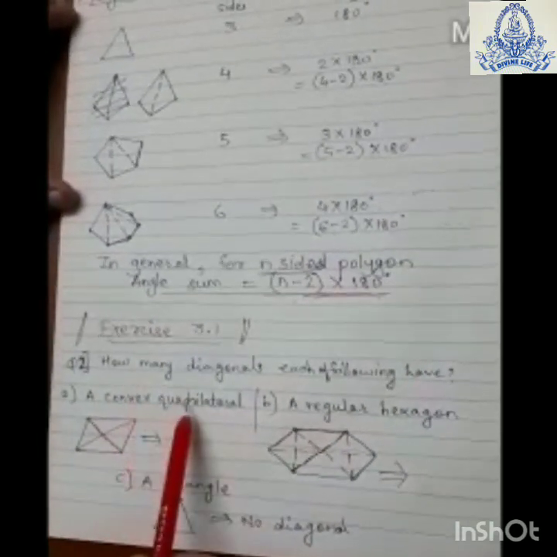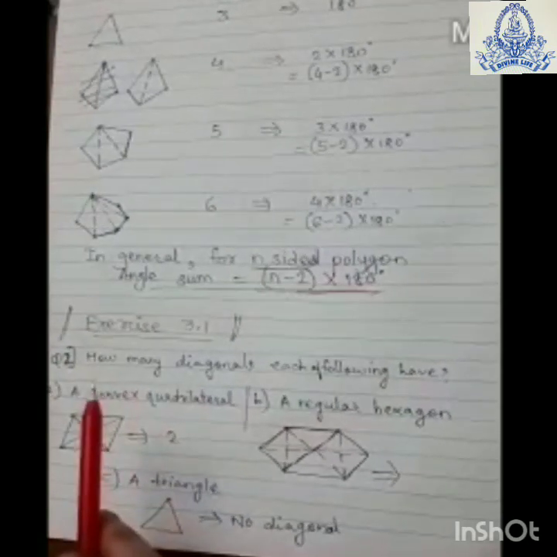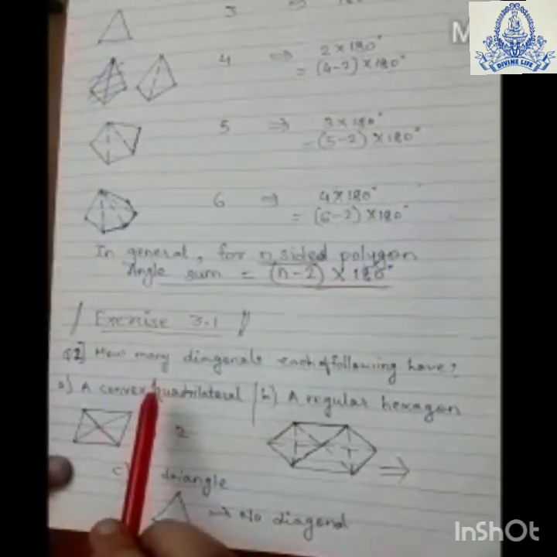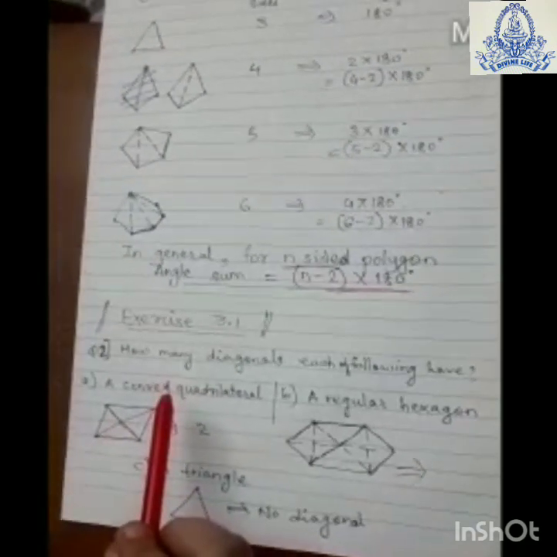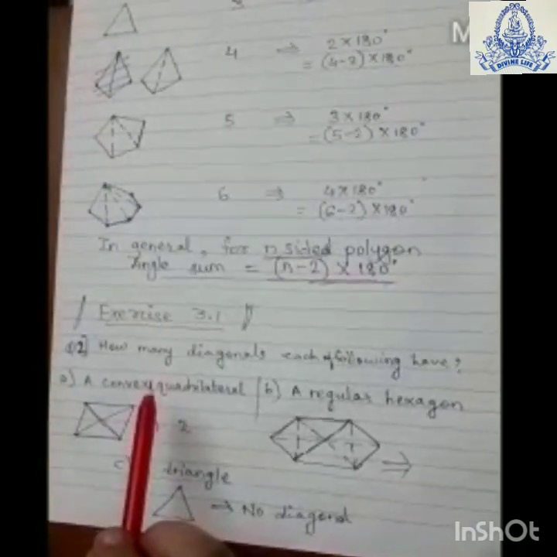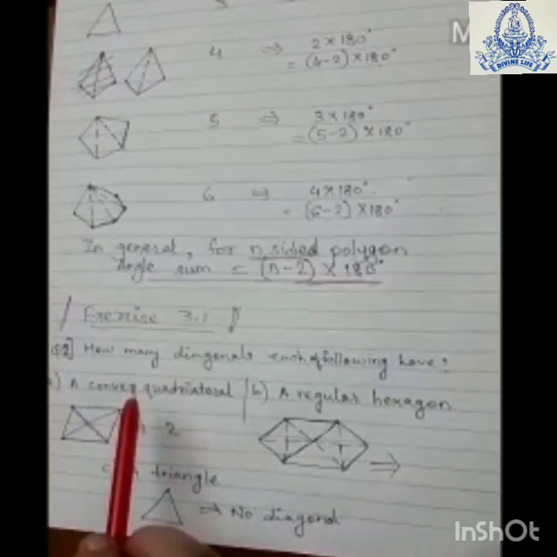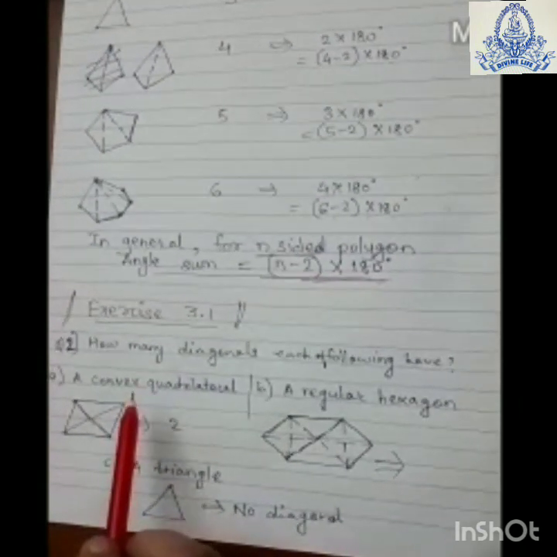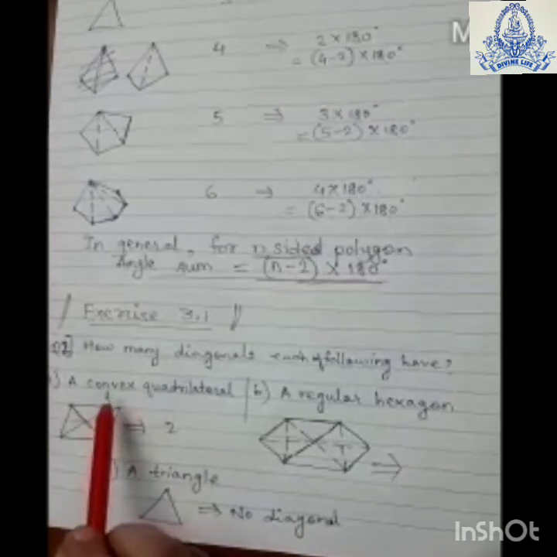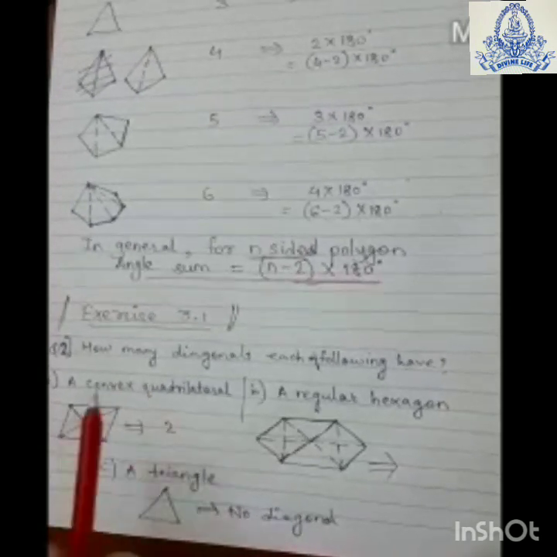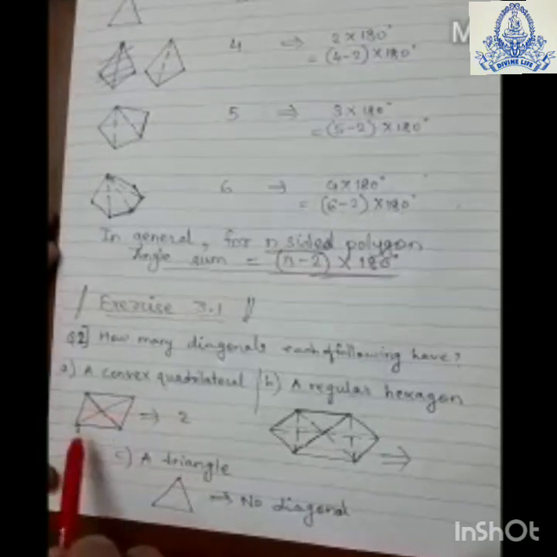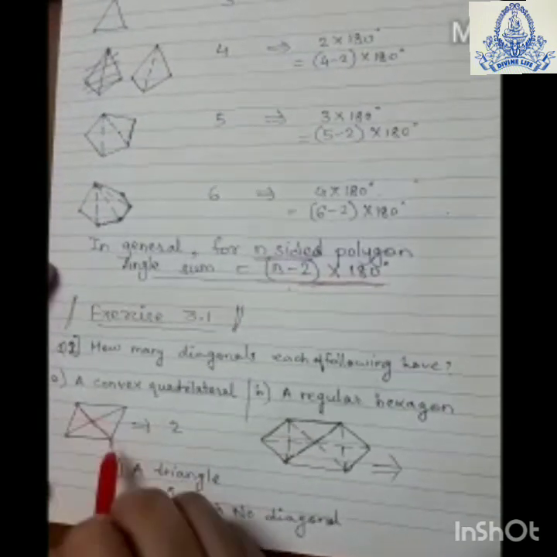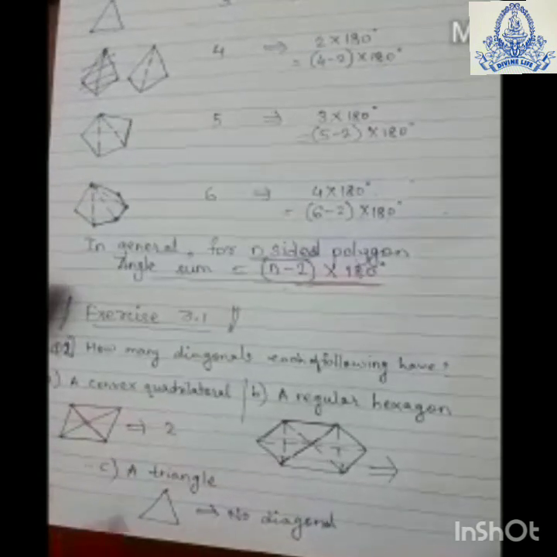Now a convex quadrilateral, in an earlier video we have seen what a convex quadrilateral is. Convex quadrilateral means a quadrilateral whose diagonals are all in the interior of the quadrilateral. Okay, that quadrilateral we can say is a convex quadrilateral. Now see, we have drawn this. How many diagonals are there? See, this one and this is 2, so 2 diagonals.